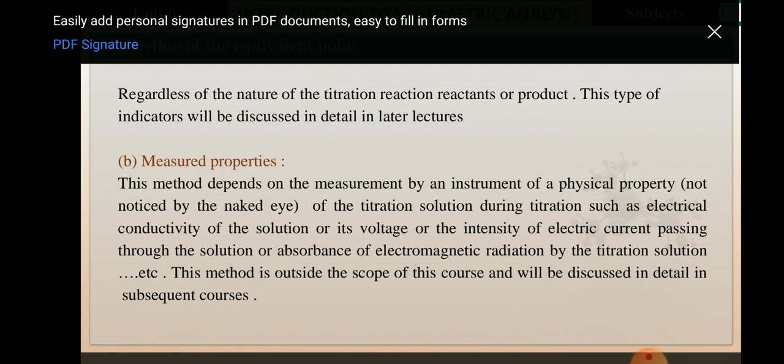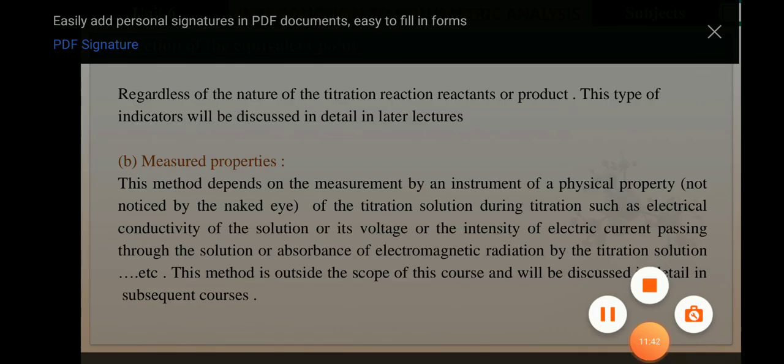The third method is measured properties. This method depends on the measurement by an instrument of a physical property not noticed by the naked eye of the titration solution during titration, such as electrical conductivity of the solution or its voltage, or the intensity of the electric current passing through the solution, or absorbance of electromagnetic radiation by the titration solution, etc. This method is outside the scope of this course and will be discussed in detail in a subsequent course.